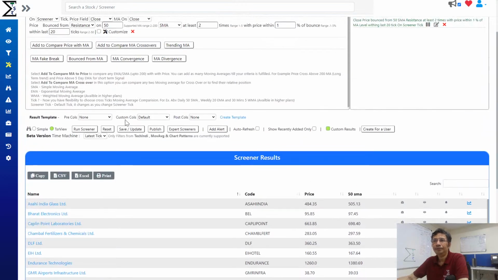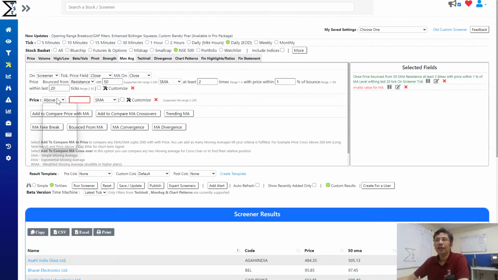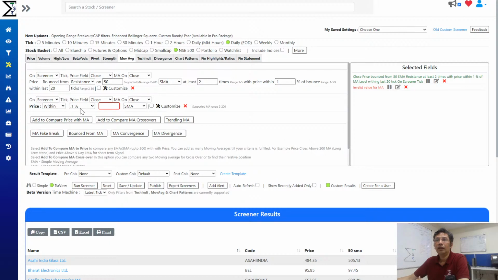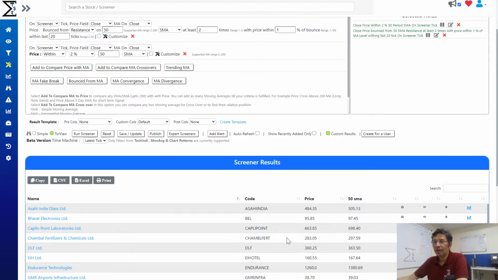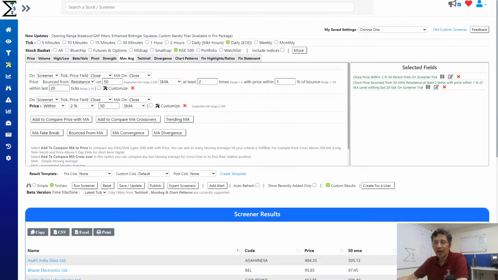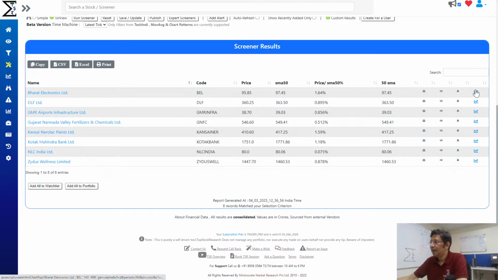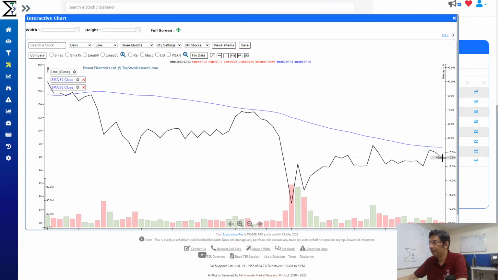So what you can do is add another one, price within whatever percentage you are looking for. Let's say 2% of 50 SMA. When you do this, the number of records that we see is about 25. What we have done is we are looking for something which has bounced, number one, and also is very close to that level. So when you search this, instead of 25, you get 8 records. Now it has bounced and it's very close to that level.